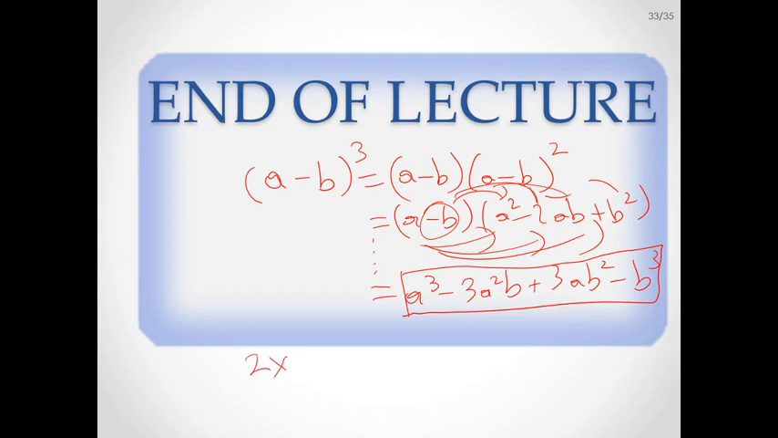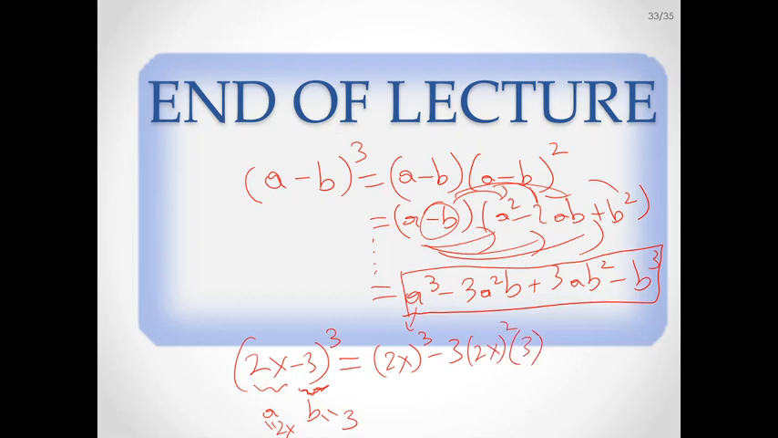I think it was 2x minus 3. If you're taking the cube, A will be this one, and B will be this one. A is equal to 2x, and B is equal to 3. Let's do it. Let's put 2x cubed minus 3 times 2x squared times 3, and then plus 3 times 2x times 3 squared, minus 3 cubed.